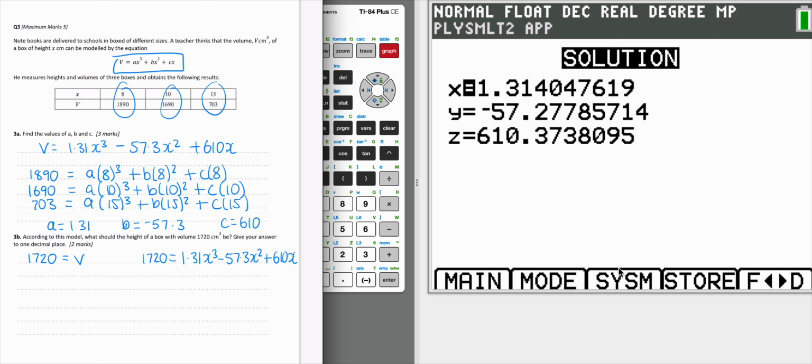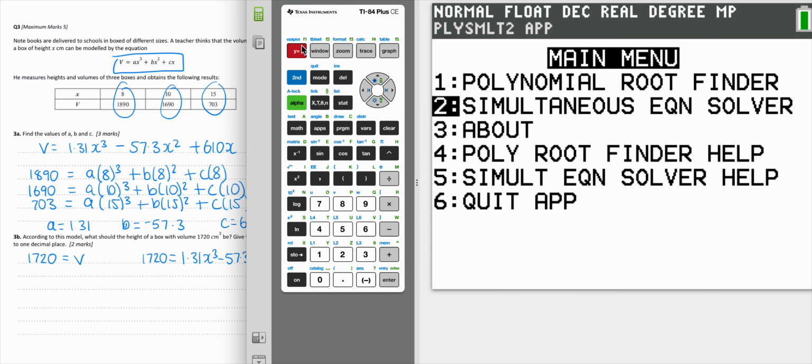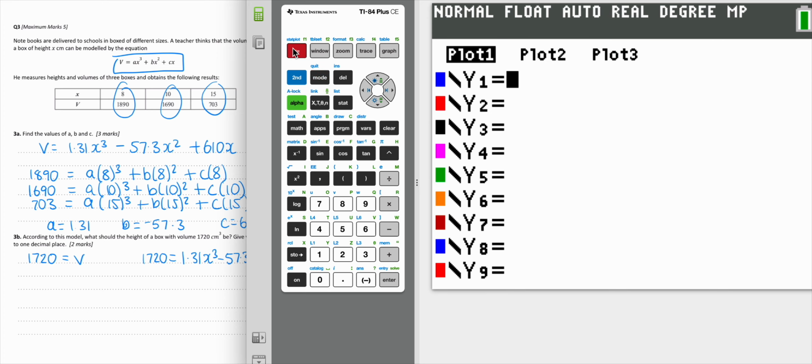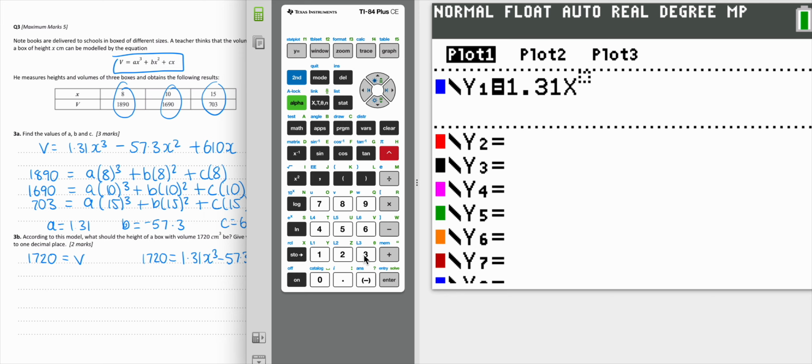So the easiest way to do that is probably on your calculator. So we can go back to our equation. So second function mode will come out of that. Y equals, and we're going to type in this equation for the height and the volume of the box. So 1.31 times x cubed minus 57.3 x squared plus 610 x.